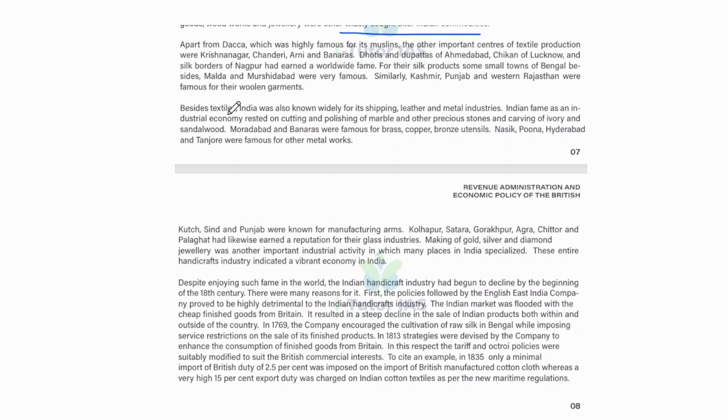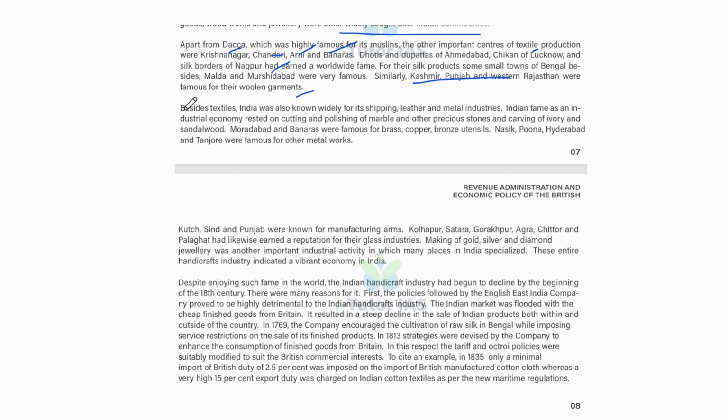And apart from Dacca, which was highly famous for its muslins, the other important centers of textile production were Krishnanagar, Chanderi, Adoni, and Benares. Dhotis and dupattas of Ahmedabad, chikan of Lucknow, and silk borders of Nagpur had earned a worldwide fame. For their silk products, some small towns of Bengal besides Malda and Murshidabad were very famous, and similarly Kashmir, Punjab, and Western Rajasthan were famous for their woolen garments.